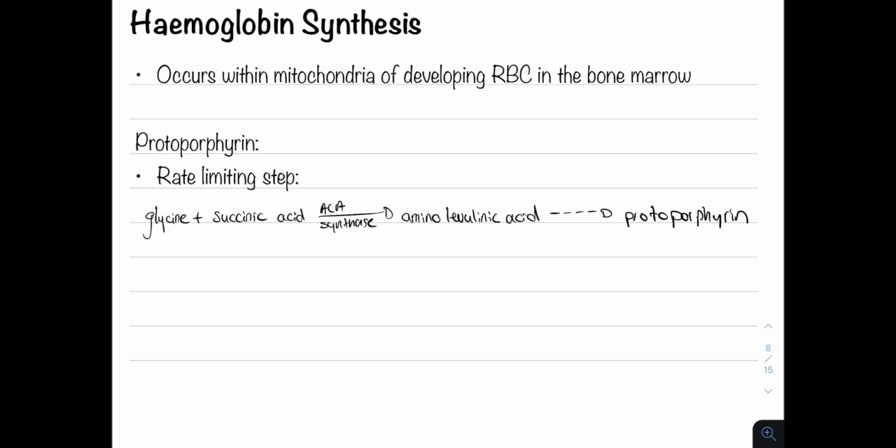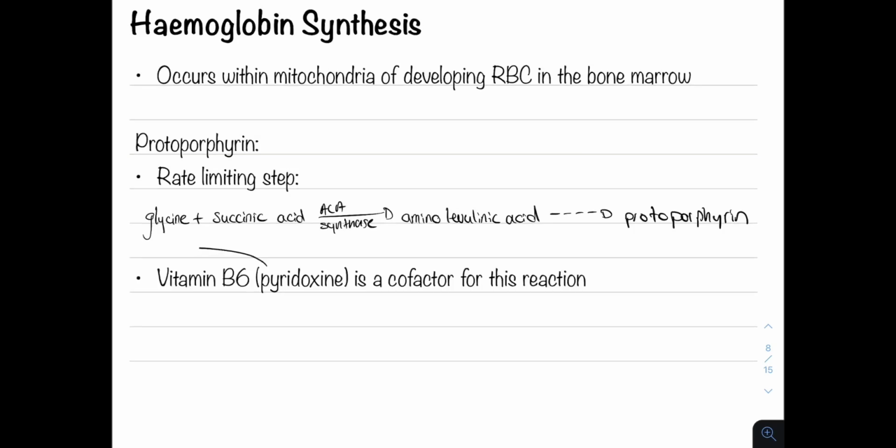So this step involves the conversion of glycine and succinic acid to aminolevulinic acid via aminolevulinic acid synthase. Many reactions later, this forms protoporphyrin. The reason why this reaction is very important is because it requires a cofactor known as vitamin B6. You will appreciate why vitamin B6 is very important once we discuss the anemias, as vitamin B6 is one of the causes of an anemia known as sideroblastic anemia, but don't worry too much about that just yet.